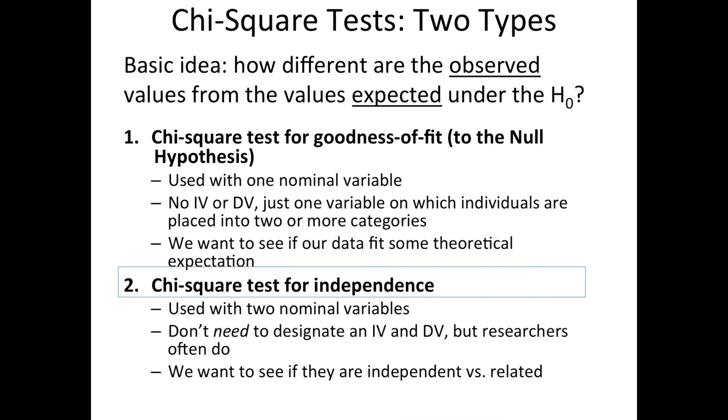Okay, let's talk now about the chi-square test for independence. This one is used when we have two nominal variables. And like I said before, we don't necessarily need to designate an independent variable and a dependent variable. It depends on the situation. But let's look at an example of what we would do there. Again, the idea behind this one is whether two nominal variables are independent or related.